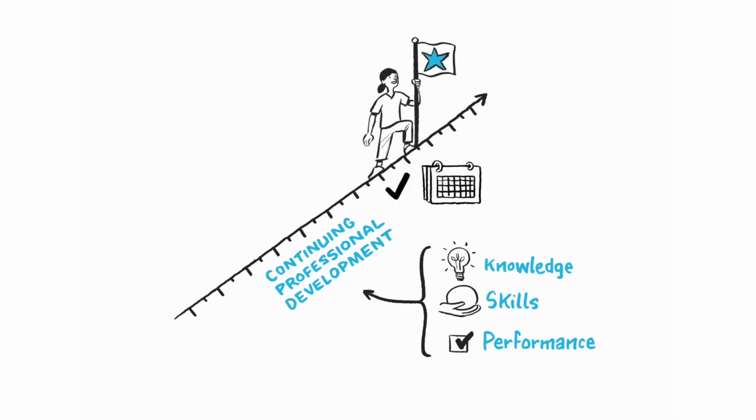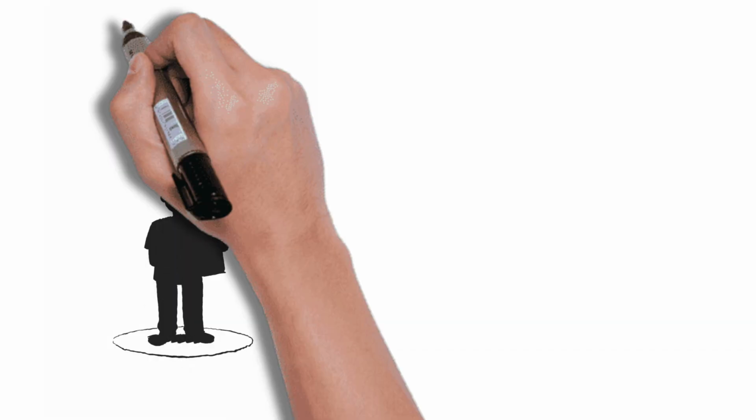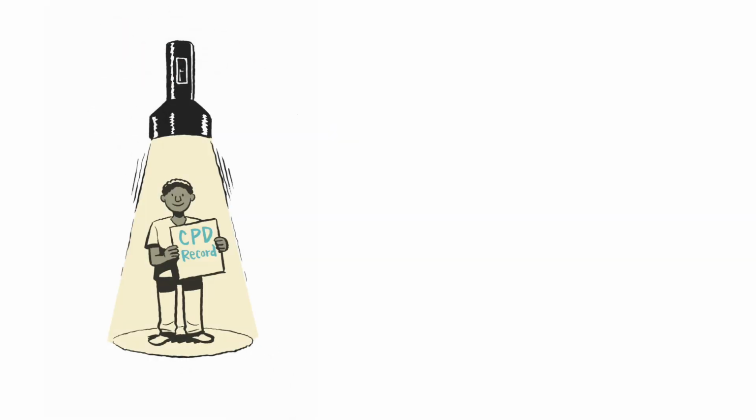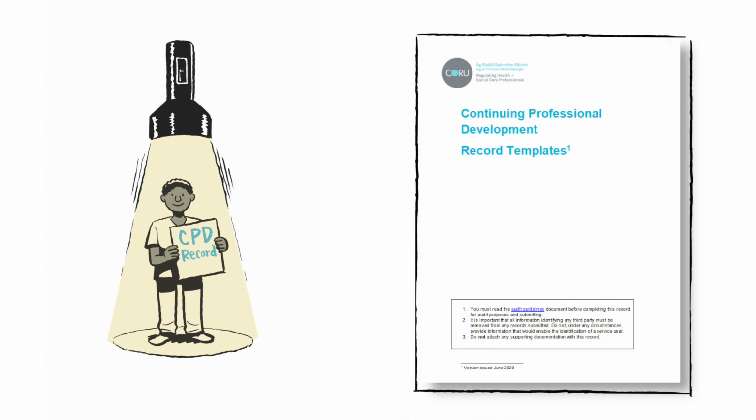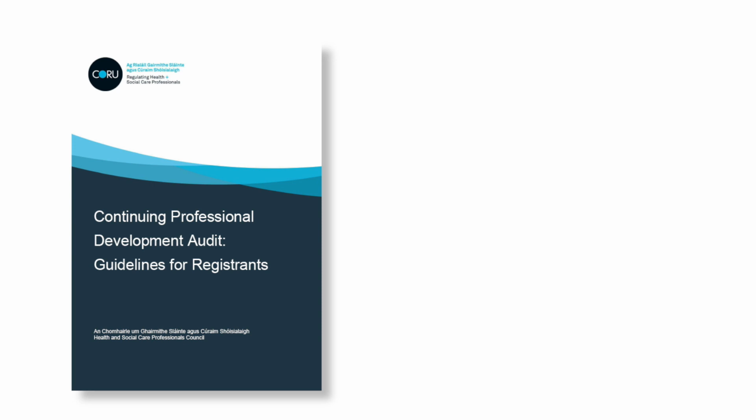Keep in mind that your registration board may audit your CPD record. This is just to confirm you have a system and process in place that will help you maintain your knowledge, skills, and performance as best you can. And if you are selected for a CPD audit, you will need to complete CORU CPD record templates from your own CPD records. It's important to note that the CORU CPD record template is the only template that you can use for audit purposes. Before you begin, keep in mind 3 main points.